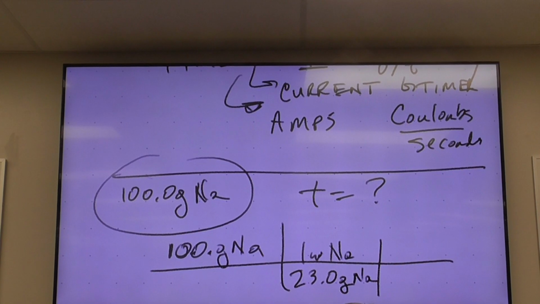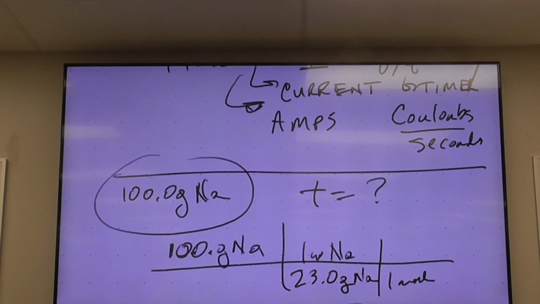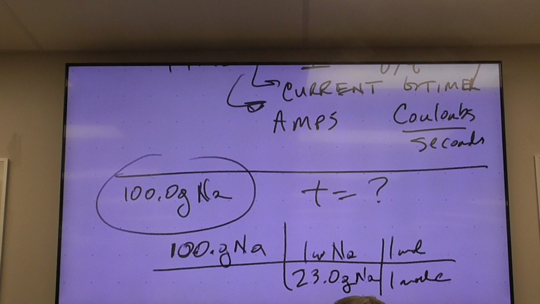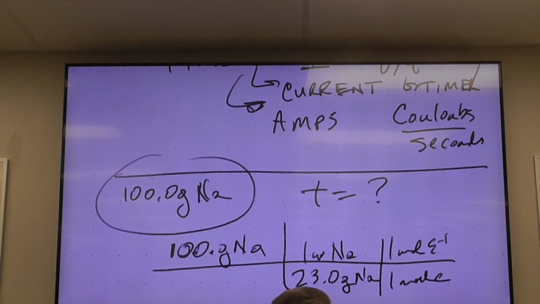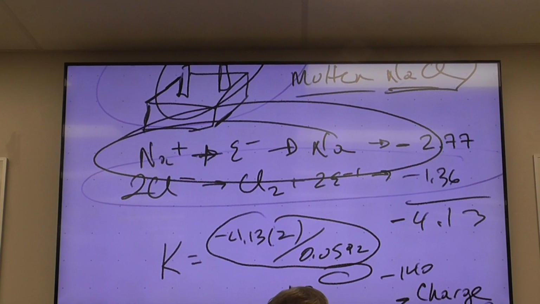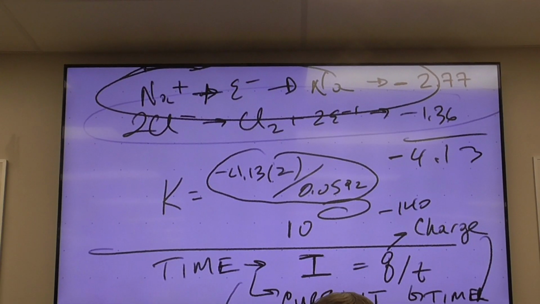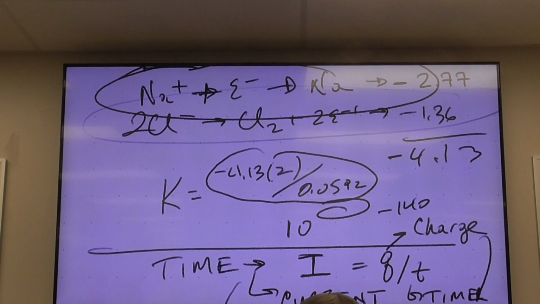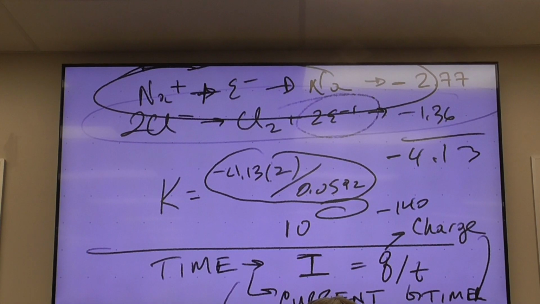For every 1 mole of sodium that reacts, how many moles of electrons are going to be involved? 1. Mole of electrons, not number of electrons. Yes, because if you look at the reaction, there's a 1-to-1 ratio. Not how many it has, how many are moving. This is just per mole. So now you've got your moles of electrons.